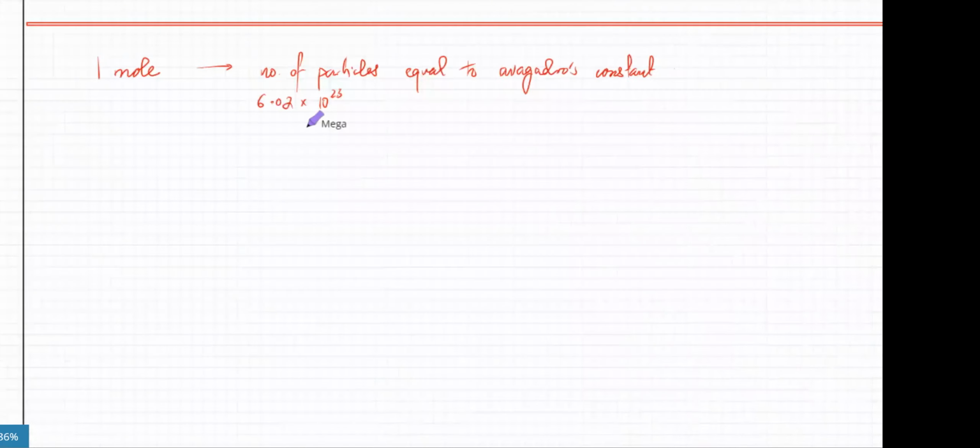We'll do the formulas very quickly. There are mainly 4 formulas which you need to know. The first one is moles is equal to mass over AR or MR. Then you have moles is concentration times volume.